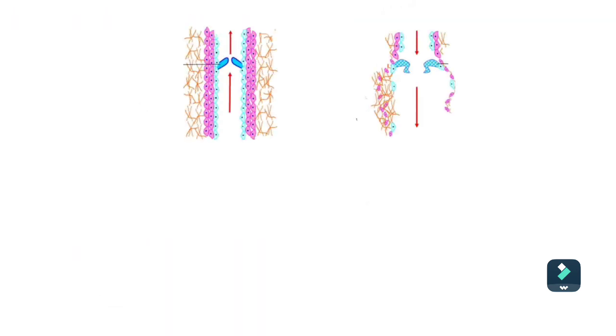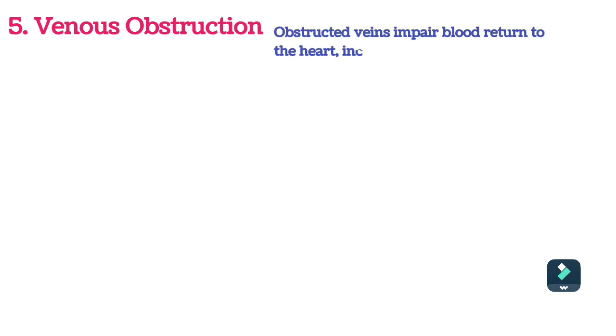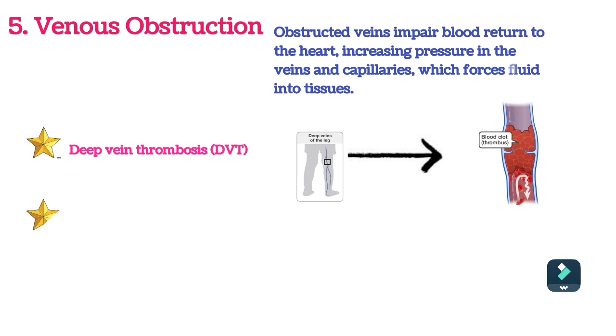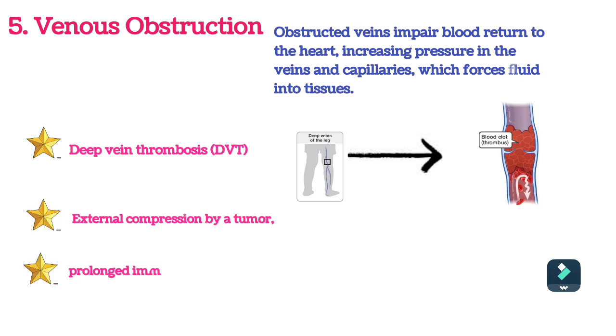In the image, the healthy vein valve is shown on the right side and the varicose vein on the left side, which fails to prevent backflow of blood. The last cause of increased hydrostatic pressure is venous obstruction. Obstructed veins impair blood return to the heart, increasing pressure in the veins and capillaries, which forces fluid into the tissues. Conditions such as deep vein thrombosis, DVT, external compression by a tumor, and prolonged immobility can lead to venous obstruction.